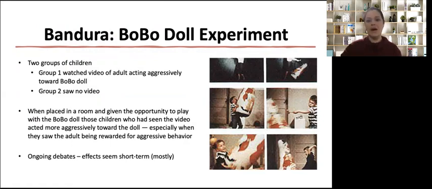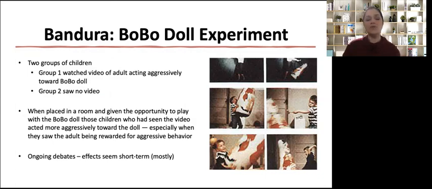see the adult contact some sort of positive consequence for this behavior. And some of the children see the adult get negative consequences, right? So the adult gets in trouble for acting aggressively towards the Bobo doll. And then they had a control group as well who didn't see a video at all, right? They just saw the Bobo doll and that was it.